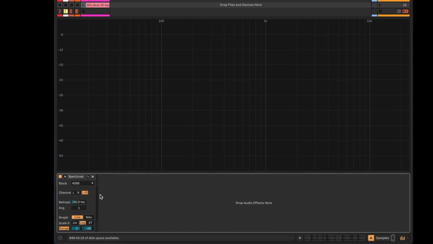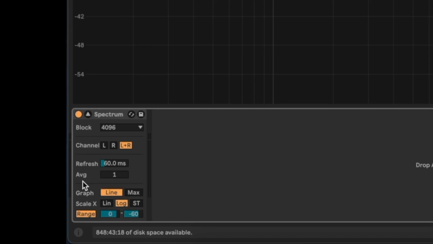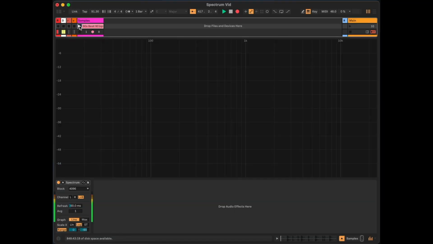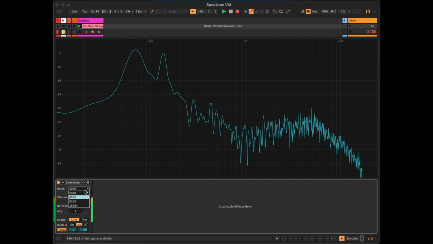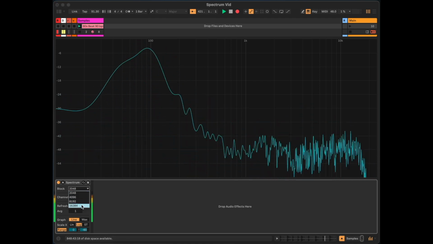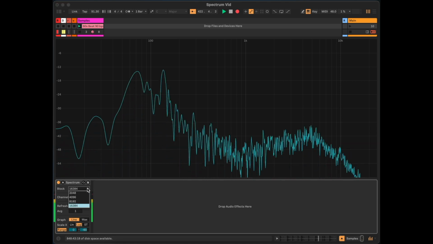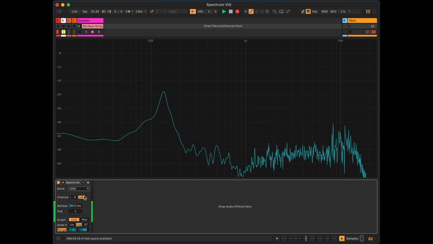Spectrum's last three settings, block, refresh, and average, have to do with the way Spectrum processes digital information. The block chooser selects the number of samples that will be analyzed in each measurement. Samples are the ones and zeros, the binary information of our digital audio running through our computers. Higher values result in better accuracy, but at the expense of increased CPU load.